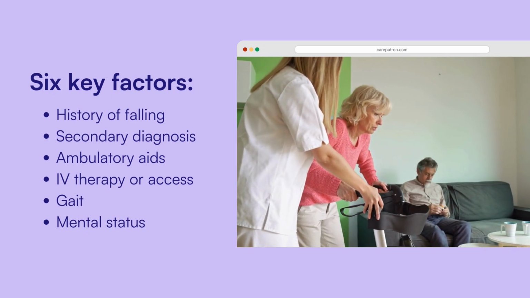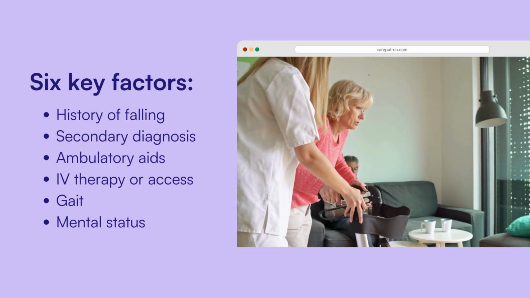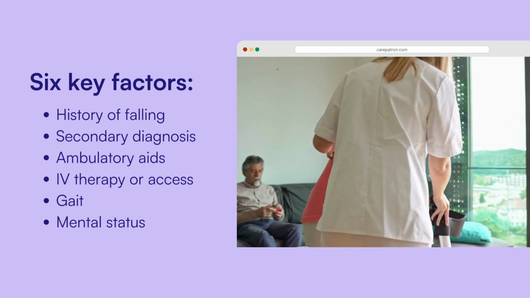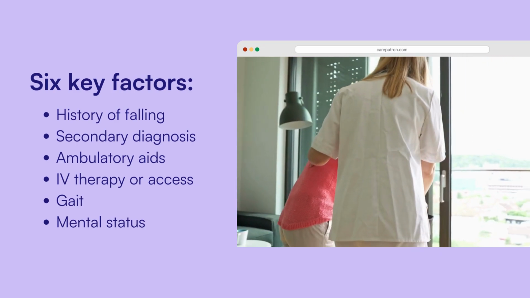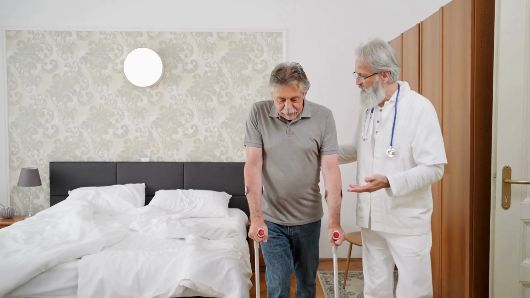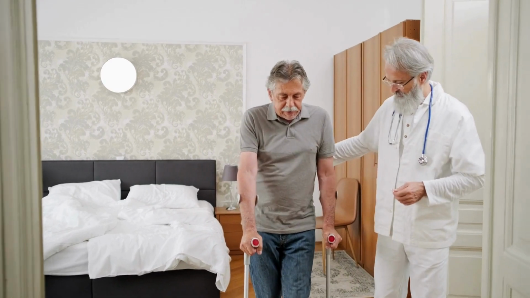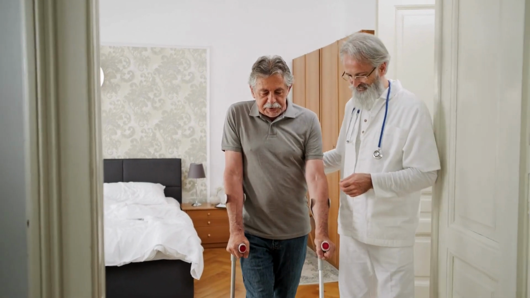The scale evaluates 6 key factors: history of falling, secondary diagnosis, ambulatory aids, IV therapy or access, gait, and mental status. Each category gets a score, and the total, up to 125, indicates the patient's fall risk level. Higher scores mean higher risk.